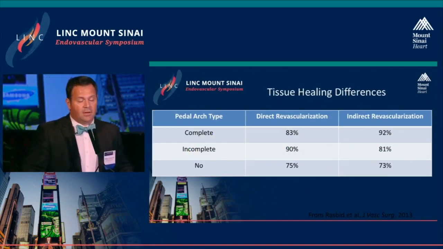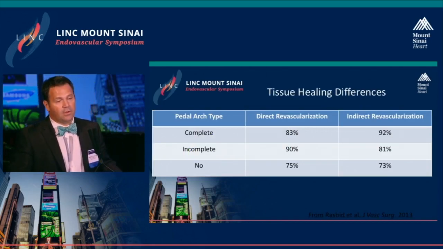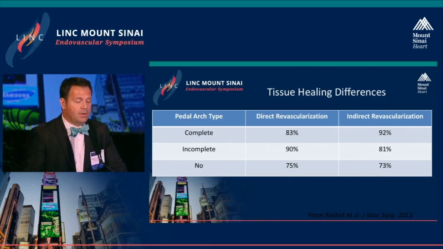So we've talked about the leg. Now let's just look at a study that not only looked at direct versus indirect, but started to look at what's going on in the foot. And so you see that if they had a complete pedal arch, they had good numbers for direct and indirect, because indirect can be okay through collaterals as well. Incomplete pedal arch type, still pretty good numbers, not much difference between the two strategies. And no pedal arch, it didn't matter how the blood flow got to the ankle. When they didn't have a pedal arch, things didn't turn out so well.